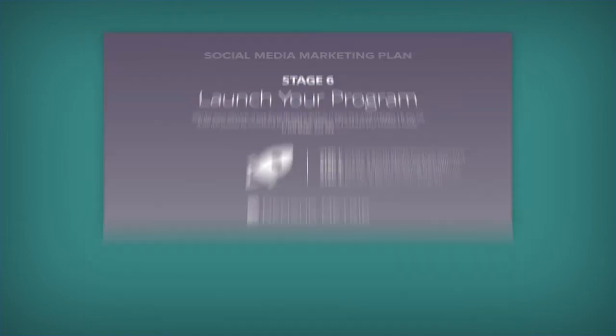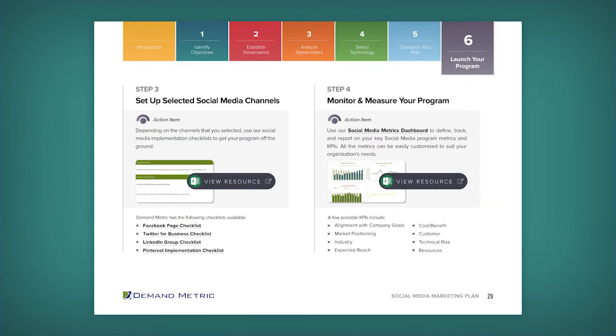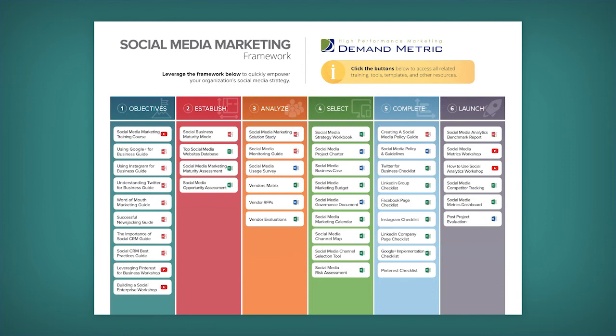And here, in step number 1, you're going to create a social media program checklist, followed by a social marketing calendar. You're going to set up selected social media channels, and then monitor and measure those programs. Remember that you can access all of these resources in a single page at the start of this guide and on its own with the Social Media Marketing Framework.